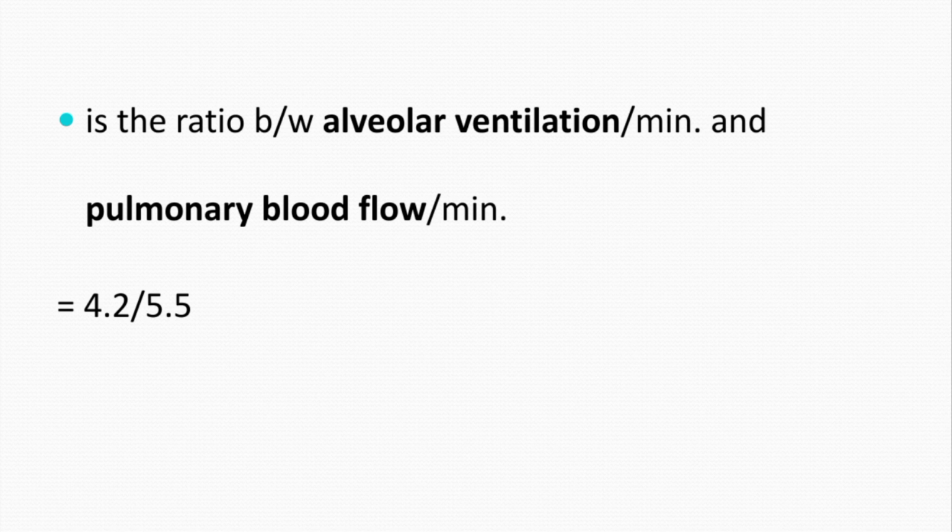Now normally alveolar ventilation is 4.2 liters per minute and perfusion is equal to the cardiac output, that is the same blood flow which is the cardiac output, it comes to the lungs. So it is about 5 to 5.5 liters per minute. So 4.2 divided by 5.5 comes to be about 0.8, that is the normal VA over Q ratio or ventilation perfusion ratio is 0.8.